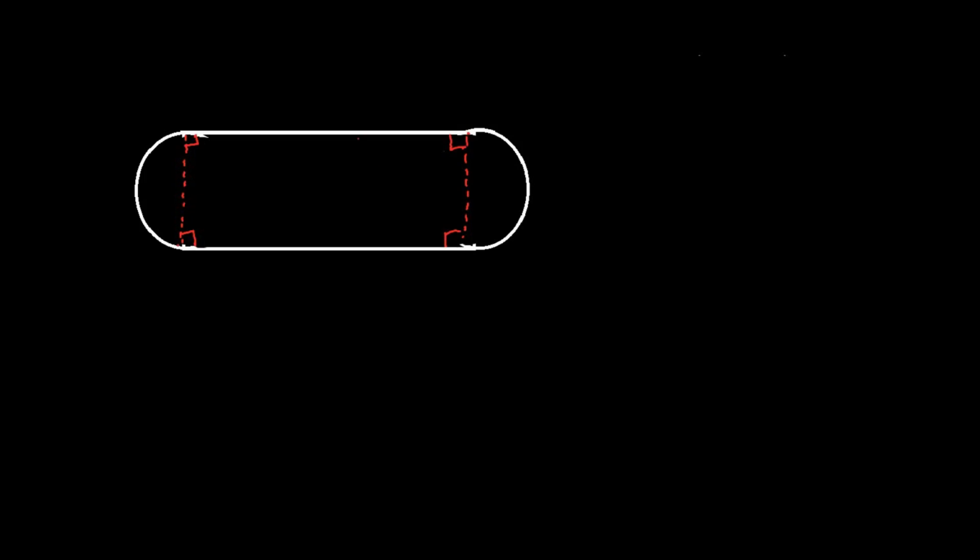90 degrees, 90 degrees, and we are also given that this length from this point all the way to this point is 102 meters, and we are given that this entire length, meaning this length that is inside here, is 60 meters. Now, question 1 states that we need to find the perimeter of the shape.